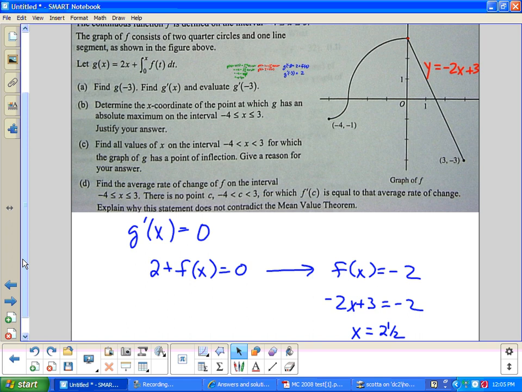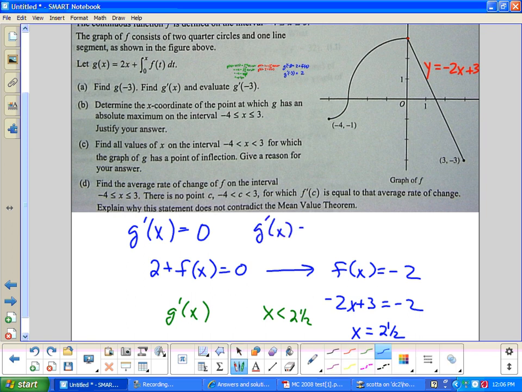Now, what do we have to do to know it's a maximum? We have to know that g prime goes from positive to negative. So I'm going to check g prime of x for x less than 2.5. It should be pretty easy to see when I go back to the derivative, which I have to enlarge from the last step, right? g prime of x was 2 plus f of x.